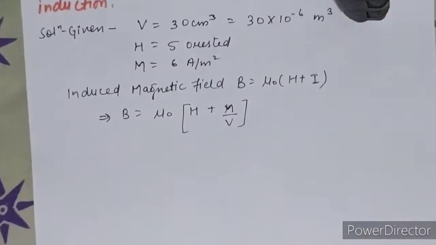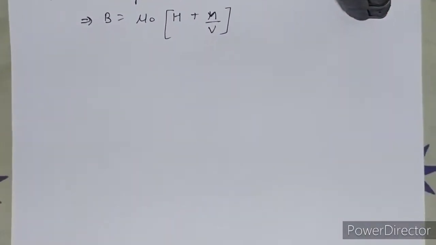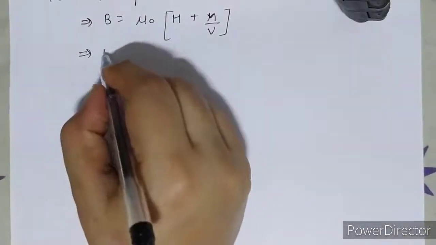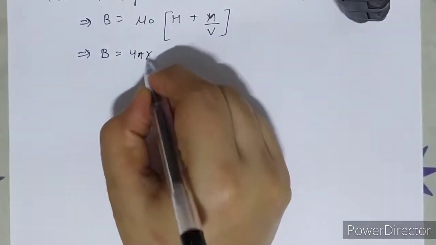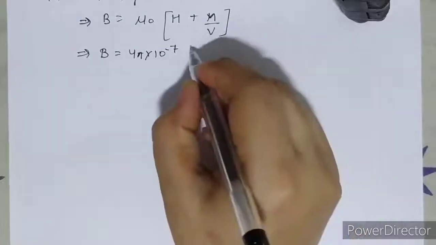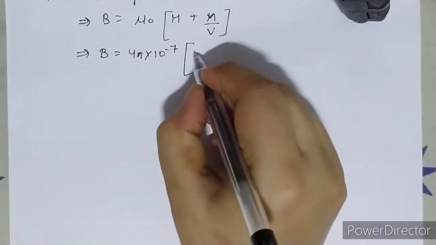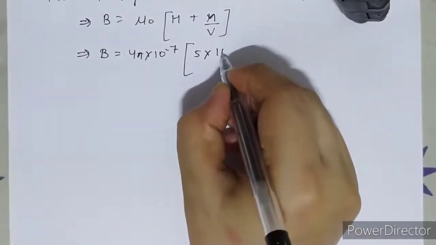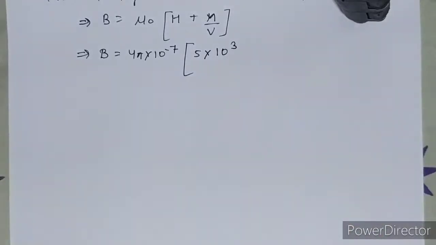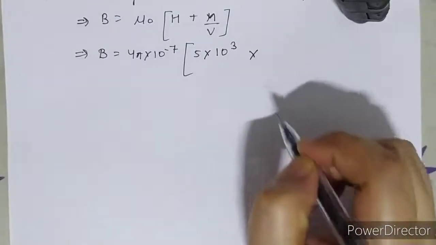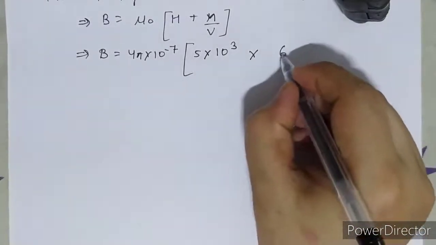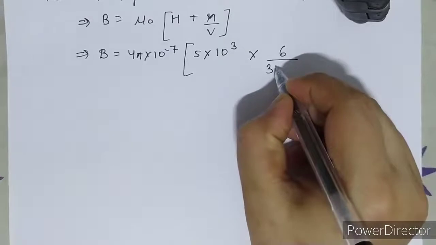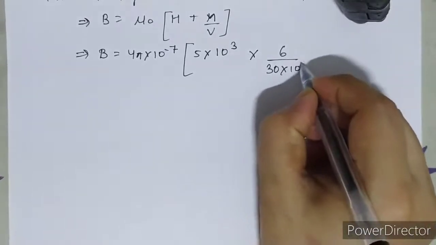Now, in this we are going to put the values. You know the value of mu naught is 4 pi into 10 to the power minus 7. H is given as 5 into 10 to the power 3. Now the value of the magnetic moment is 6 and the volume is 30 into 10 to the power minus 6.